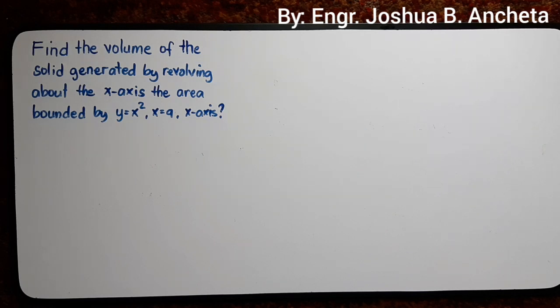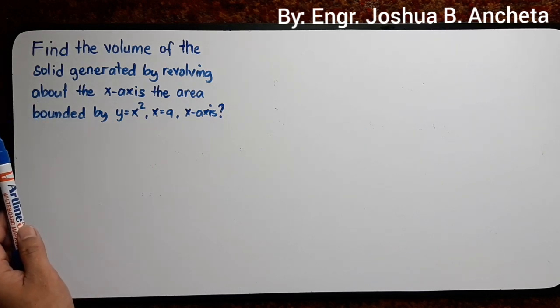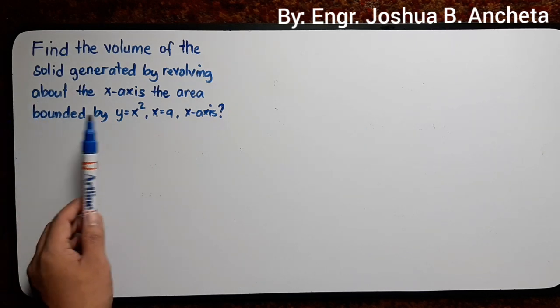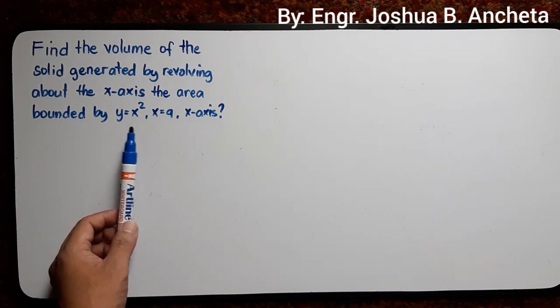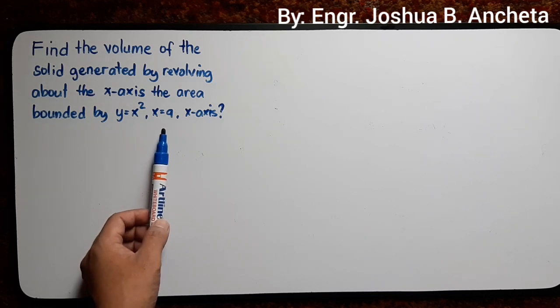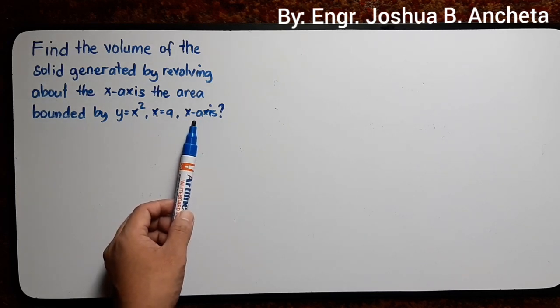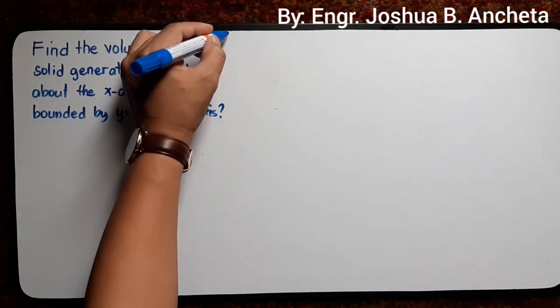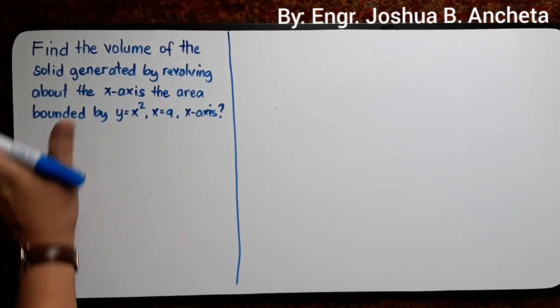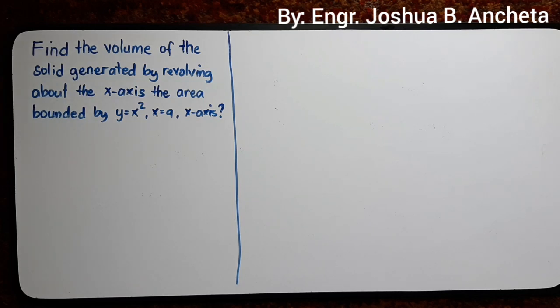For this video, we will solve this problem under integral calculus, finding the volume of the solid generated. Find the volume of the solid generated by revolving about the x-axis the area bounded by y equals x squared, x equals 9, and the x-axis. So first, let us plot the given values.